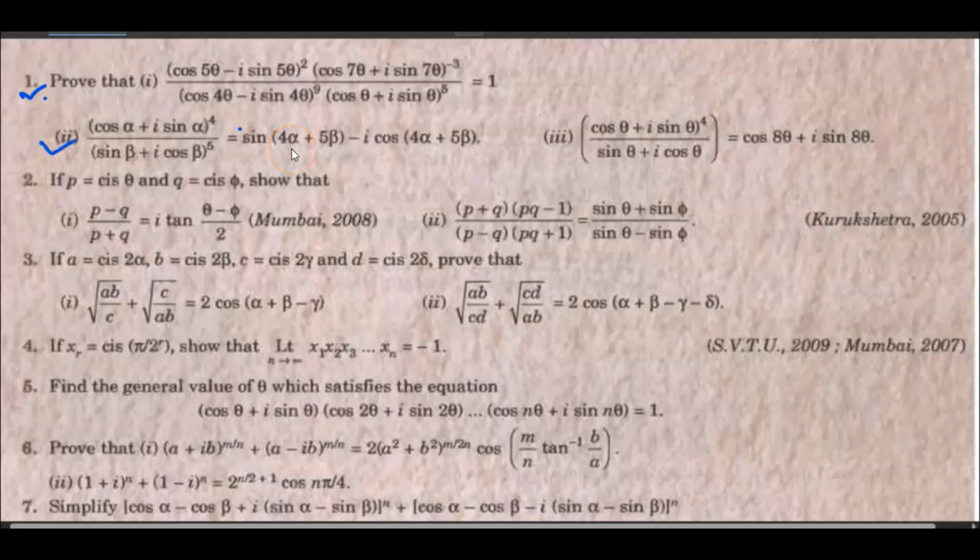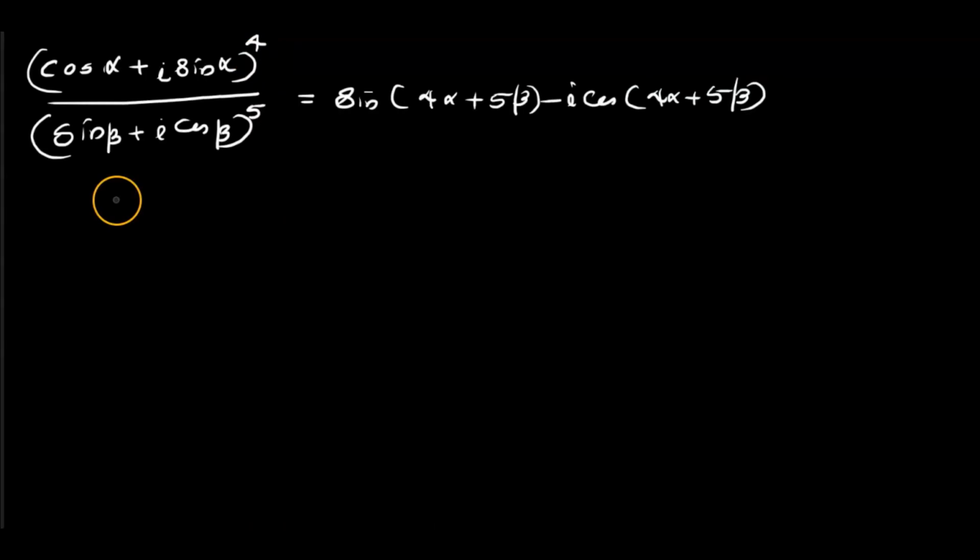Now the second question. This is (cos alpha plus i sin alpha) all power 4 over (sin beta plus i cos beta) all power 5, and this is equal to this value. Noticing the values, this is sin of 4 alpha plus 5 beta. So something related to sin of x plus y and cos of x plus y we get from here. Now using the property we can solve this.